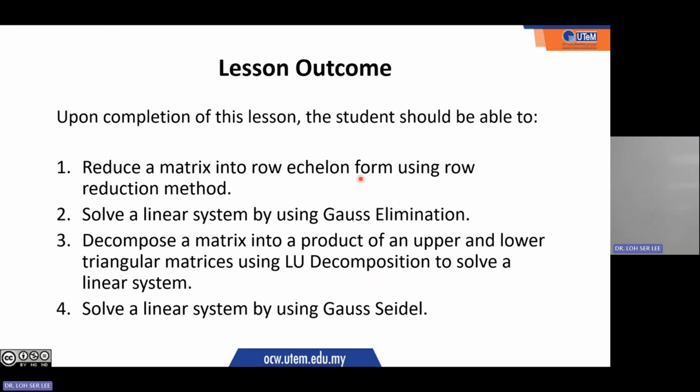And then we will look at how to solve a linear system by using three different methods. The first one is Gauss elimination. The second one is LU decomposition, and the third one is Gauss-Seidel. We will look at how these three methods are used to solve a linear system.